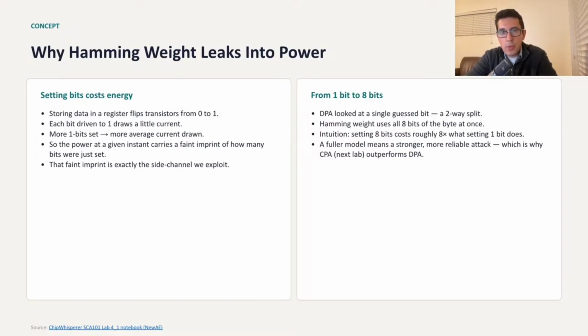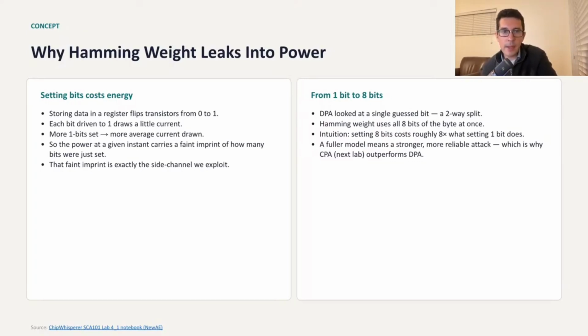When the CPU writes a value into a register or a bus, it's physically flipping transistors from 0 to 1, and each of those transitions costs a bit of energy. More bits set means more current drawn at that instant. So the power at that moment carries a faint fingerprint of how many bits were just written.